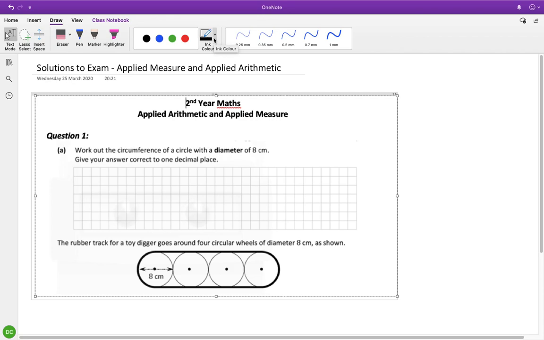Alright, so let's go through these. I'm going to give you the solutions and we're going to have a look at the marks as well, so that you can actually give yourself a grade.